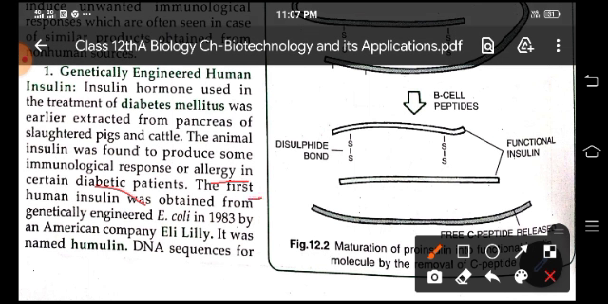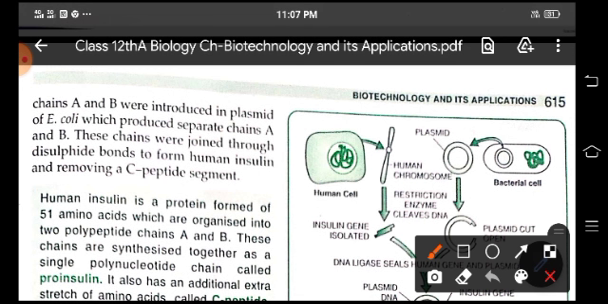So, the first human insulin was obtained from genetically engineered Escherichia coli in 1983 by an American company, Eli Lilly. It was named Humulin. So DNA sequences for chains A and B were introduced in plasmid of Escherichia coli, which produced separate chains A and B. Now these chains were joined through disulfide bonds to form human insulin, removing a C peptide segment.